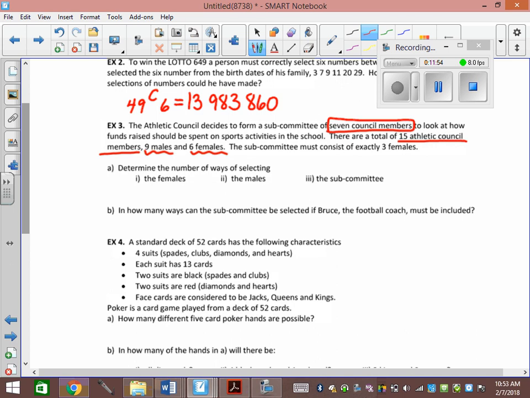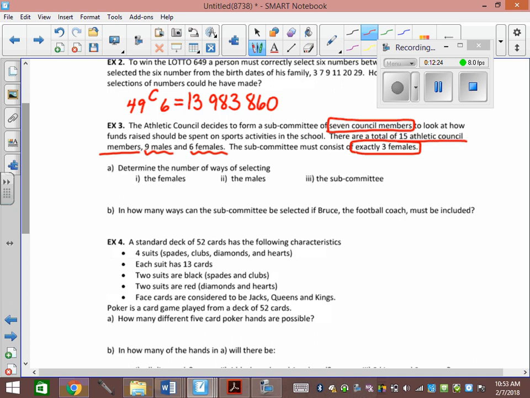If I just asked you how many different subcommittees could you make? And I didn't say boys or girls. What would you do? 15 C, how many are we choosing? 7, right? So if I didn't specify boys and girls, I would just take all the council members and I choose 7 of them. We agree? But it actually says the subcommittee must consist of exactly 3 females.